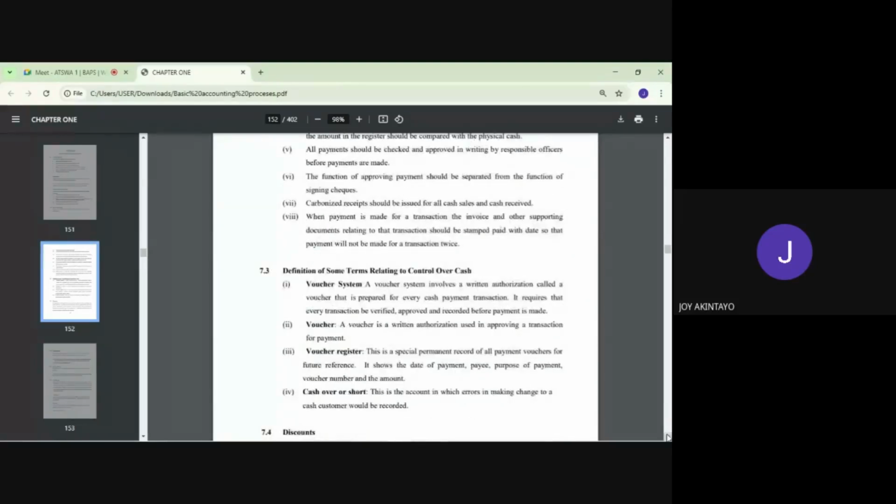Then the definition of terms relating to control over cash. We have the voucher system. The voucher system involves written authorization, called a voucher, that is prepared for every cash payment transaction. That is, you give authorization for the payment of a particular expense or any transaction. Are we together?